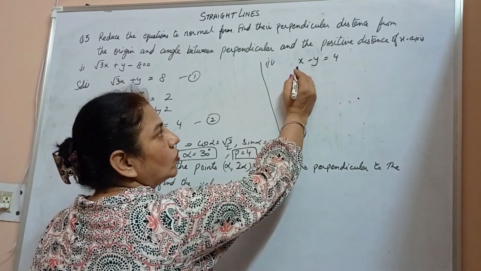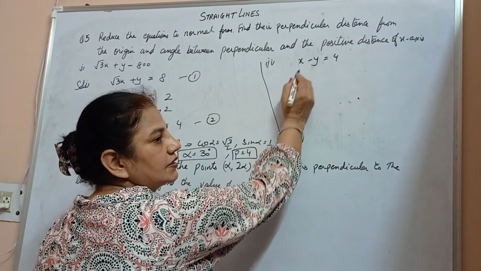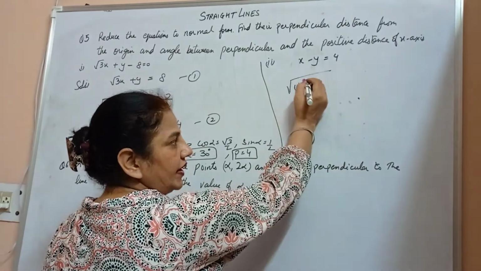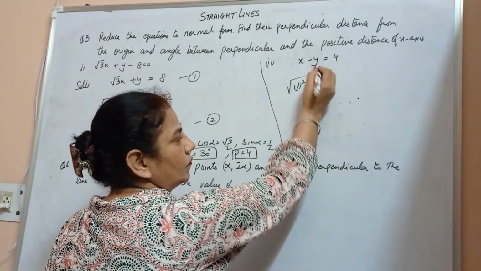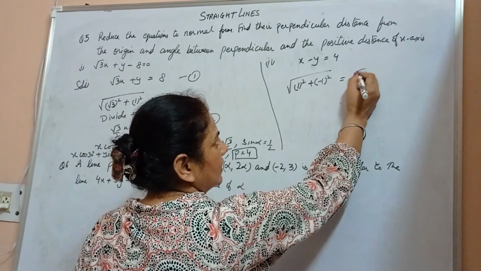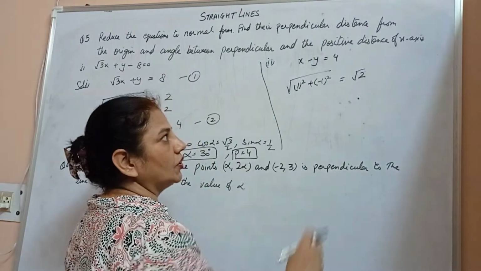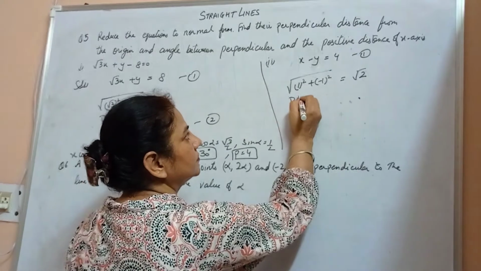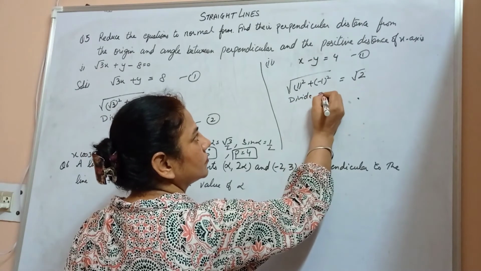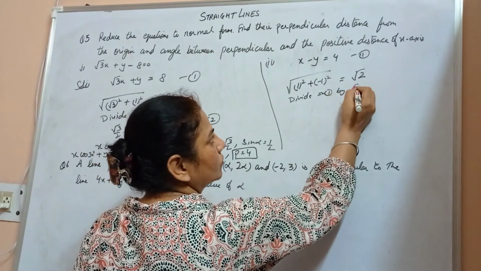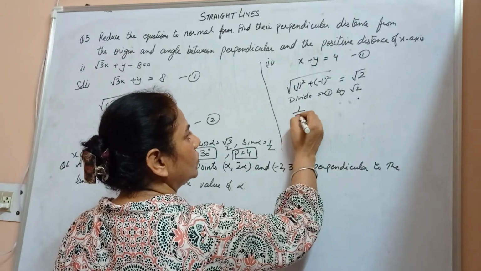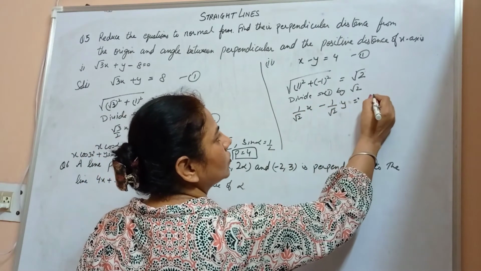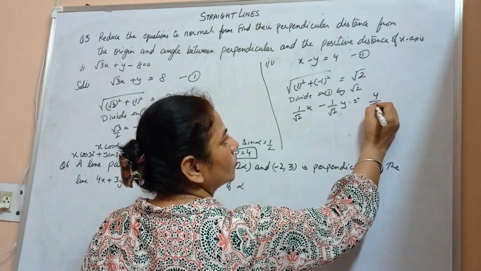Here again the coefficient of x is 1 and the coefficient of y is minus 1. So we take the square root of the square of coefficient of x plus the square of coefficient of y, which gives us the result as root 2. Now divide this equation number 1 by root 2. Divide given equation by root 2. What should I get? 1 upon root 2 x minus 1 upon root 2 y is equal to 4 upon root 2.